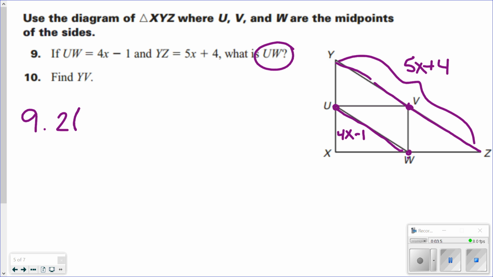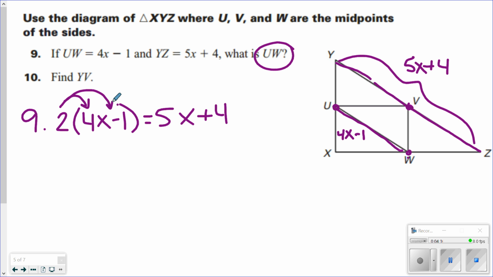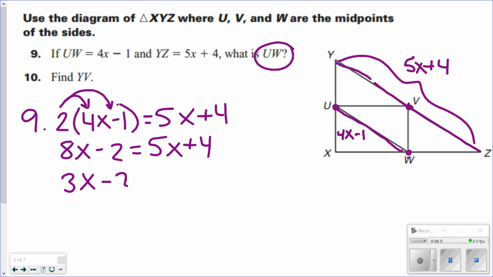So I'm going to double my midsegment, 4x minus 1, because if I do that, it's going to equal the longer side, 5x plus 4. All right, so if I double it, I need to multiply this 2 by everything inside the parenthesis, which gives me 8x minus 2 is equal to 5x plus 4. Now let's solve for x. I'm going to subtract 5x from each side, so that leaves this to be 3x minus 2 is equal to 6.